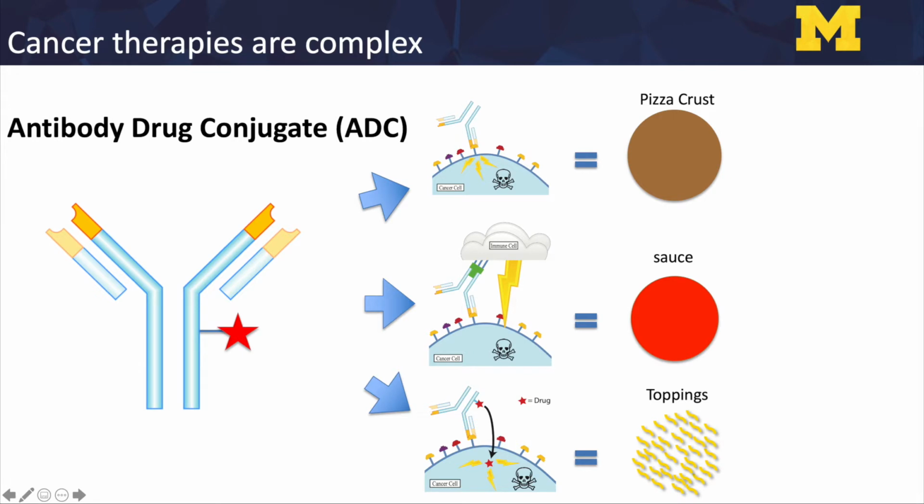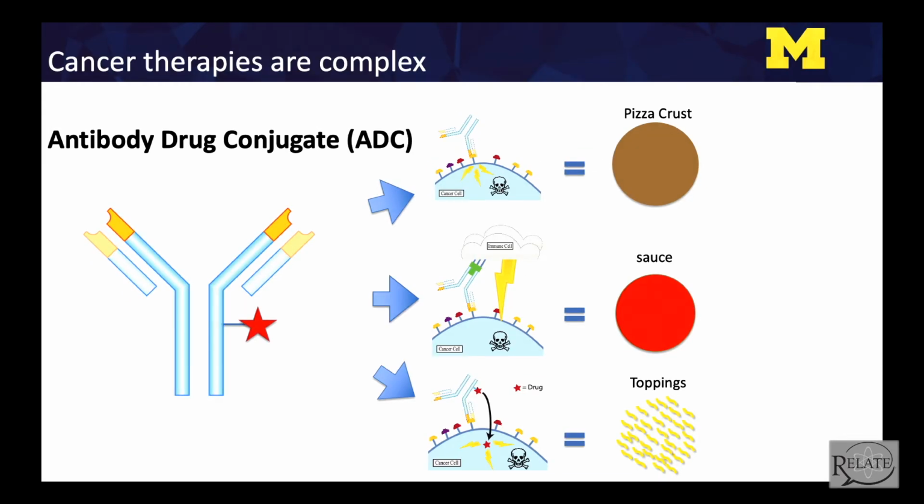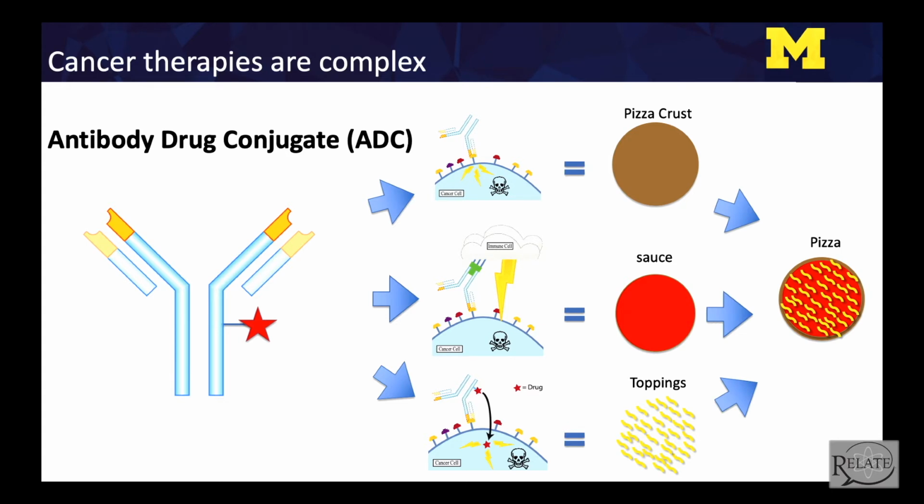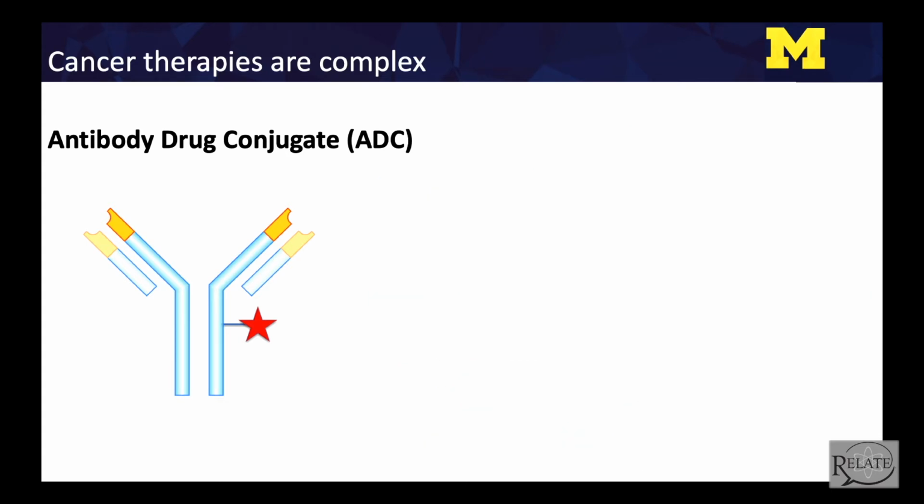Just like on a pizza, there are many different toppings. There are actually a ton of ways in which we can modify antibodies to develop the most effective drug compound. I'm going to walk through the individual components of an ADC, as well as the ways in which they act on cancer to deliver the most efficacious treatment.